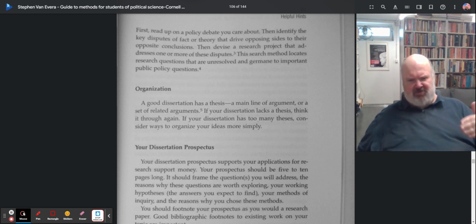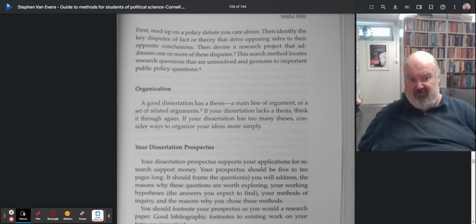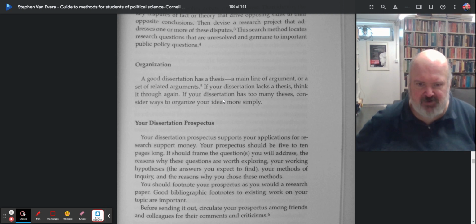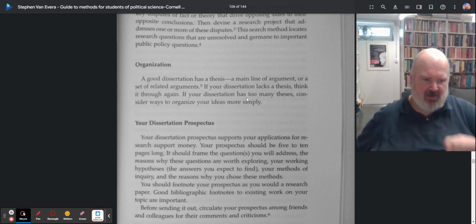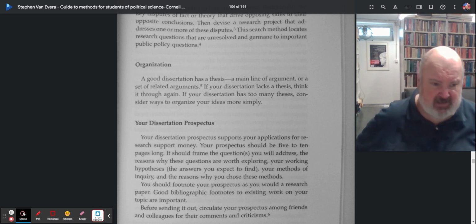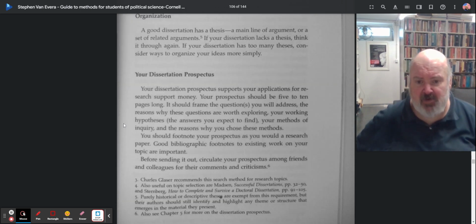I think that's true even in historical dissertations and even theoretical dissertations. If your dissertation lacks a theory, think it through again. If your dissertation has too many ideas, consider ways of organizing your ideas more simply. Very good idea. Organize, organize, organize. Don't have too many main ideas. One main idea. Simplicity. Keep it simple. KISS. K-I-S-S. Keep it simple.